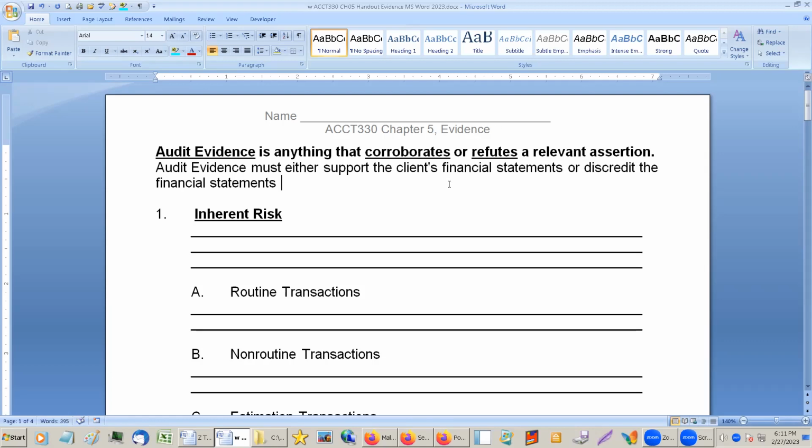So it must either support the client's financial statements or discredit the client's financial statements. Now, if it doesn't do either one of those, it's not evidence. If it doesn't corroborate or refute, or support or discredit the fact, it's not evidence. So it must have some value as far as the validity of the financial statements.